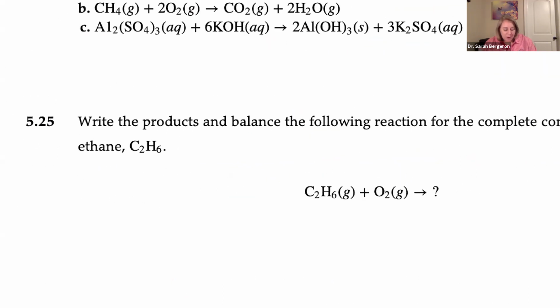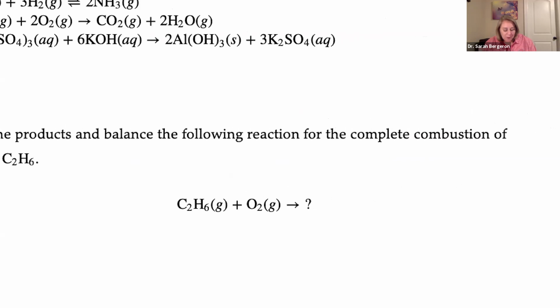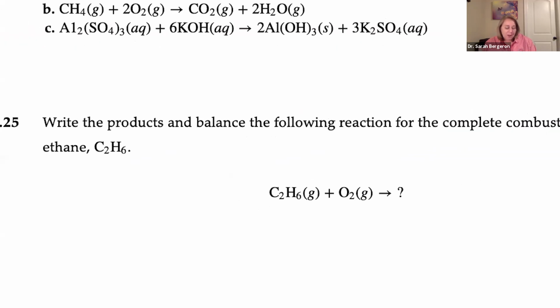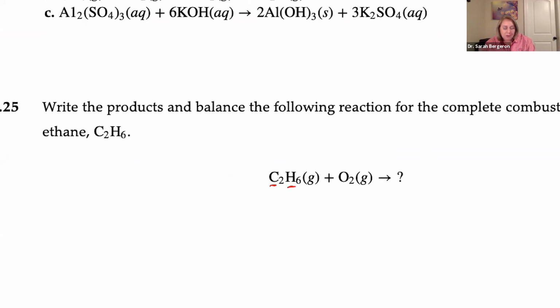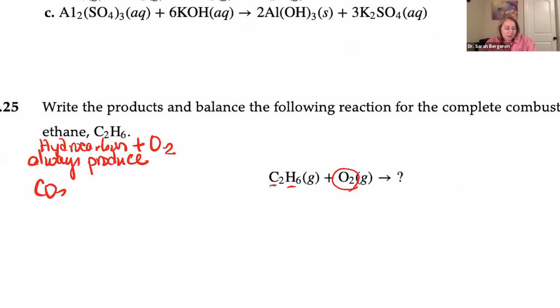Okay. All right, let's see. Oh, here's a combustion. Write the products and balance the following reaction for the complete combustion of ethane. So remember, even if I don't tell you that this is combustion, you have to recognize that it's combustion. We have a hydrocarbon, carbon and hydrogen, and it is being reacted with oxygen. So what are you going to produce? If you have a hydrocarbon plus oxygen, you're always going to produce CO2 plus H2O.